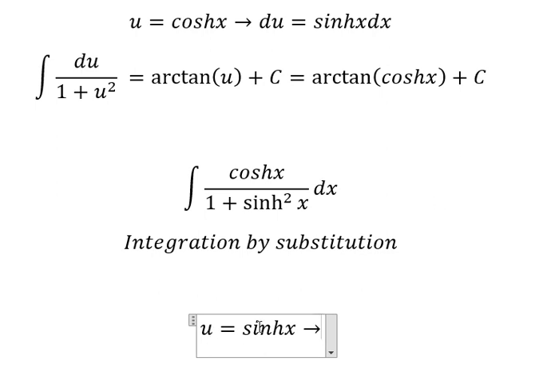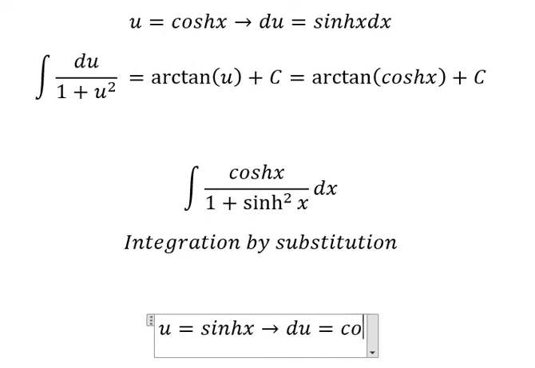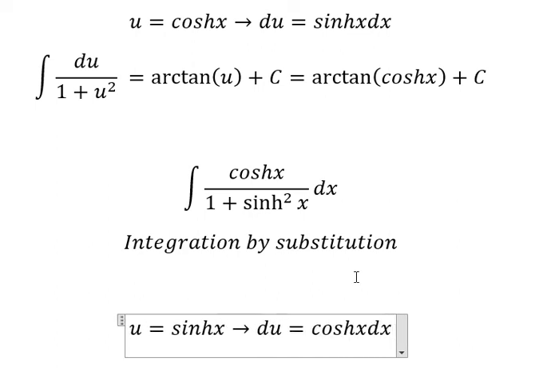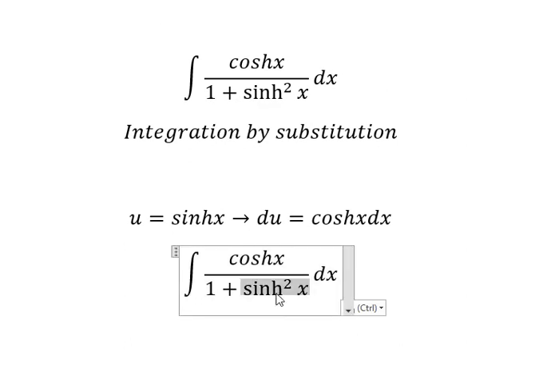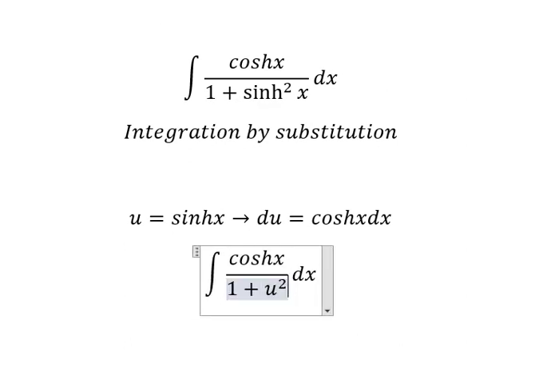Later, we first take the derivative of both sides. So you get du equals coshx dx. So this one we change by u and you get u squared. Coshx dx we change by du.